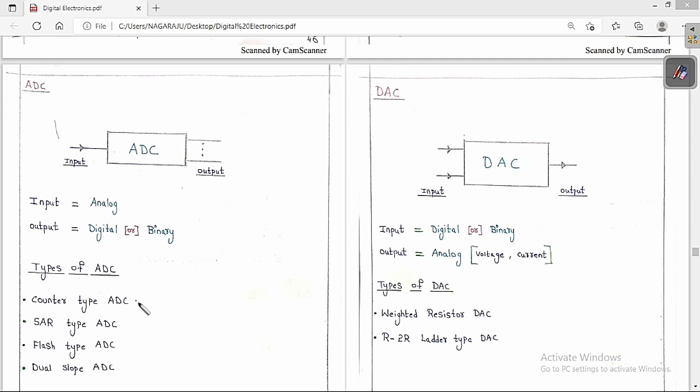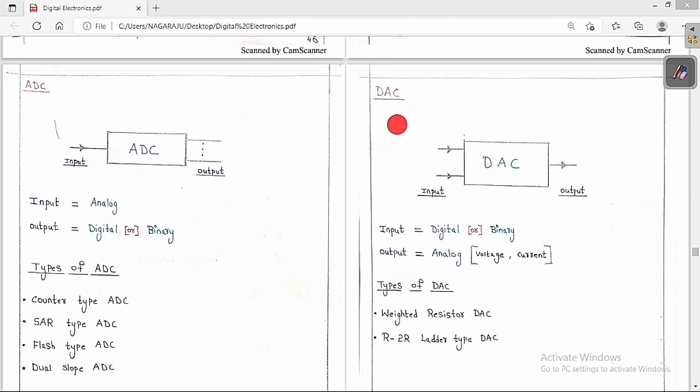The counter type ADC is also called a ramp type ADC. The second one is the SAR type ADC. SAR means successive approximation. This is the flash type ADC, and the last one is the dual slope ADC. So these are the different types of ADCs that are present: counter type ADC, SAR type ADC, flash type ADC and dual slope ADC.